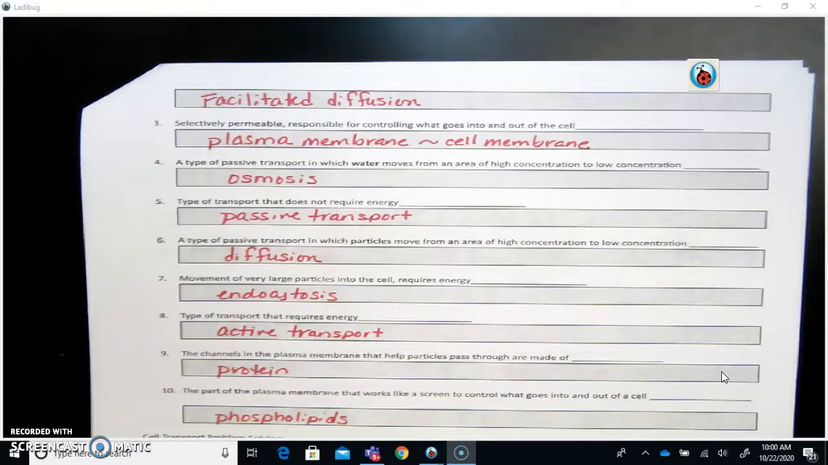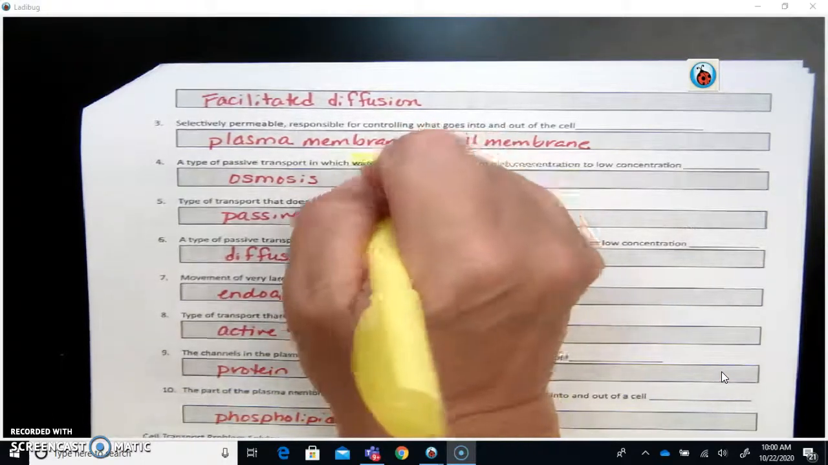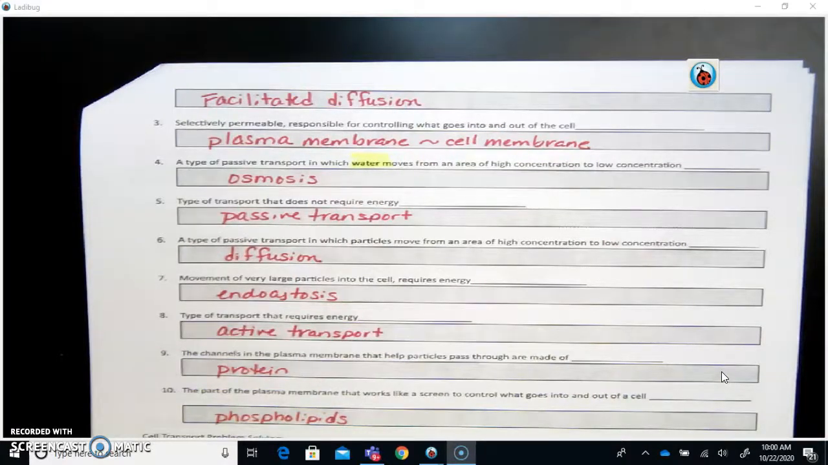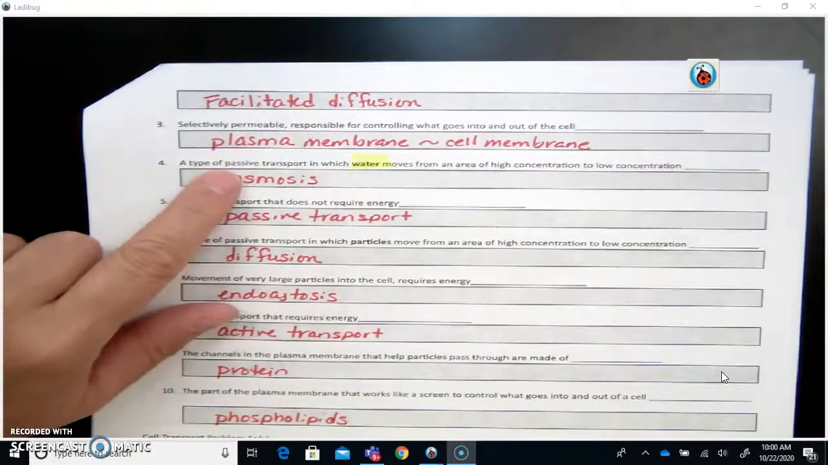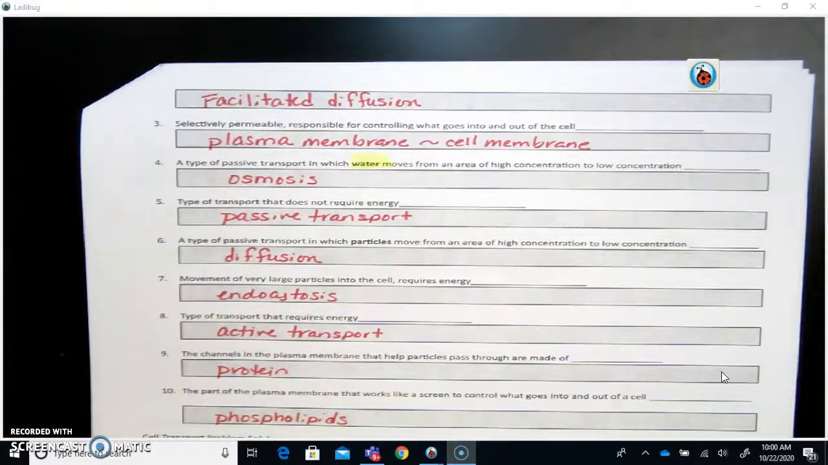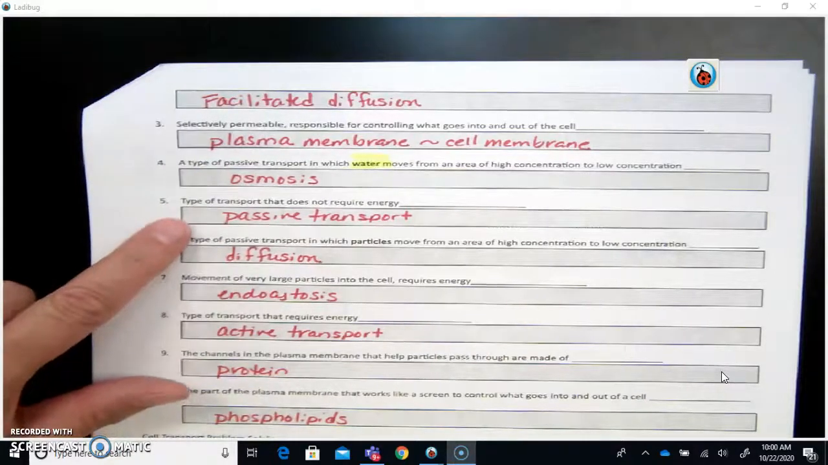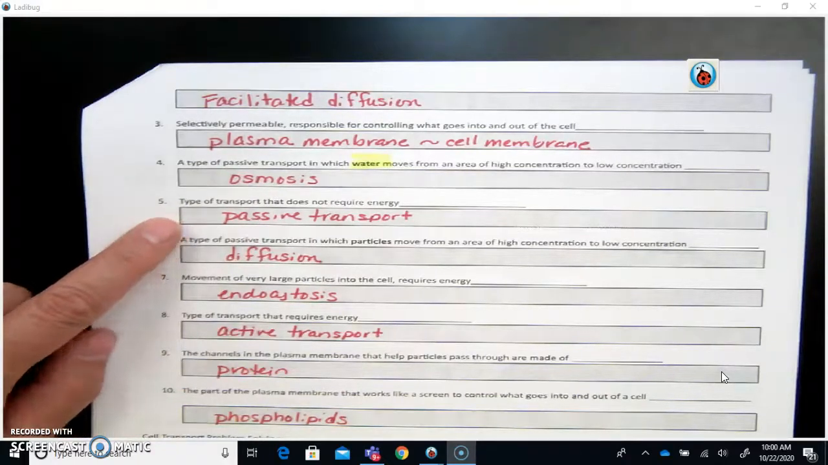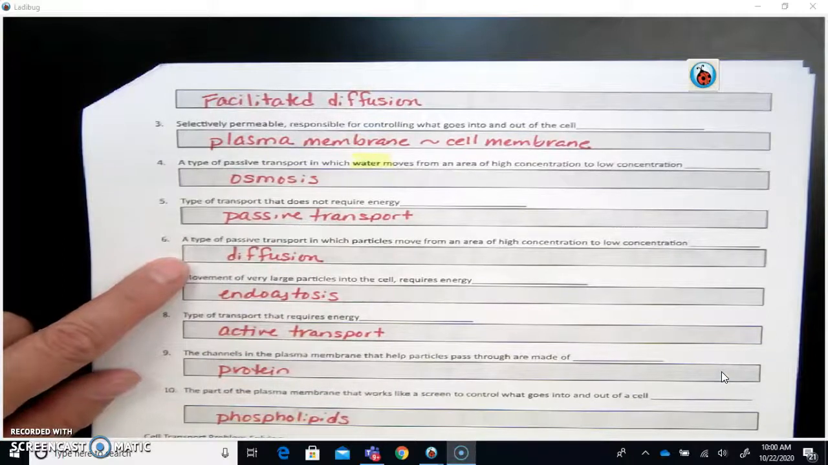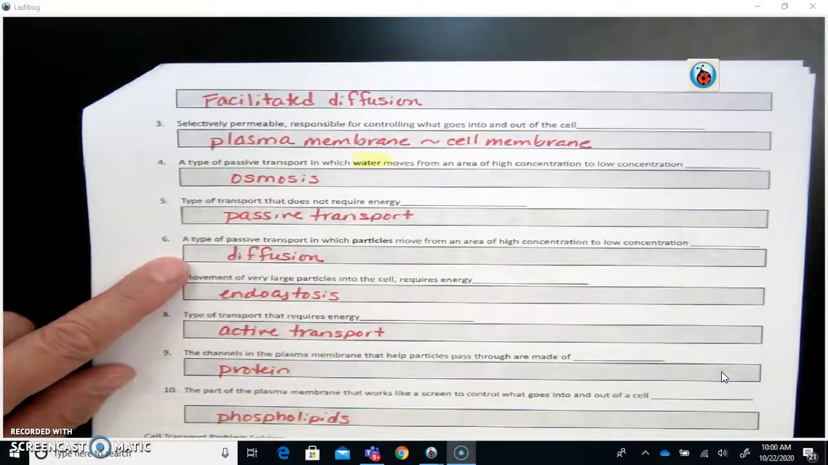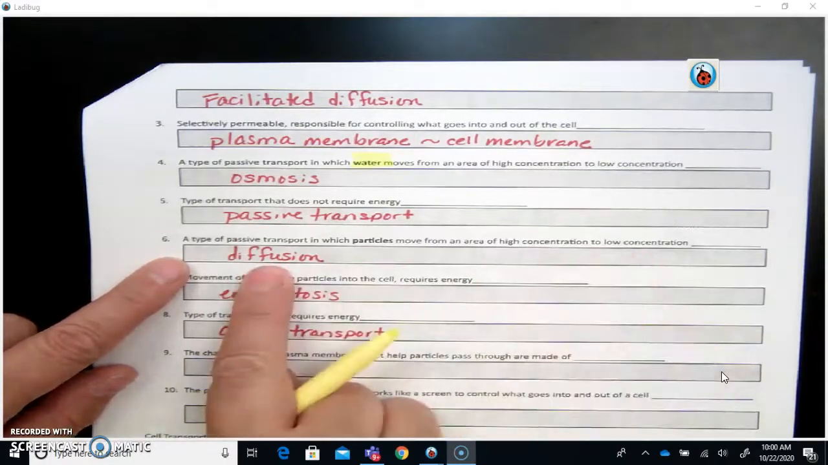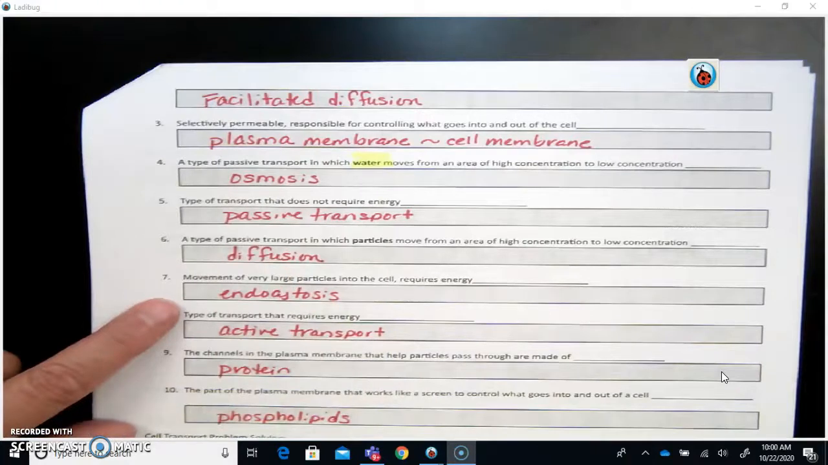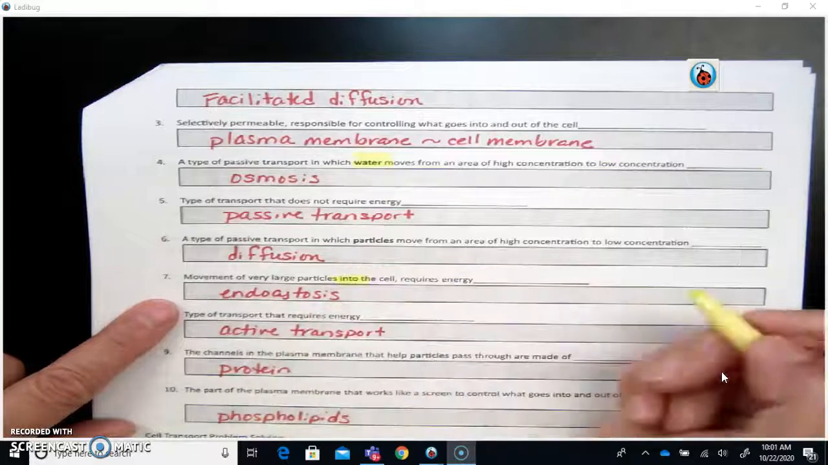Number 4, a type of passive transport in which water moves from an area of high to an area of low concentration. It is passive, so it doesn't require any energy. Osmosis. The type of transport that does not require energy, so no energy is required, passive transport. A type of passive transport in which particles, just in general, maybe oxygen, carbon dioxide, move from an area of high to low concentration, is diffusion. 7, the movement of very large particles into the cell. So we're going into the cell. It does require energy.